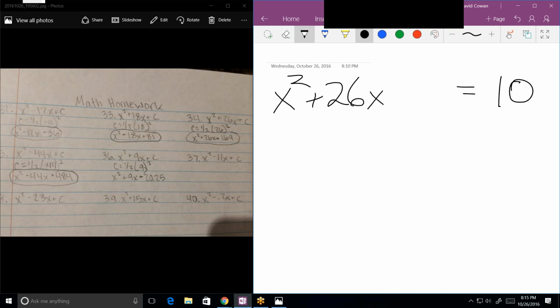So what do we need to put right here? You've written it. 26. Yeah, 169. Right. Half of 26, 13, squared is plus 169. Now, I just changed the equation. What do I have to do to the right side to make it still the original equation? You'd have to subtract 10. I've got to add 169. Yeah, because when I did it to the left side, I got to do it to the right side.